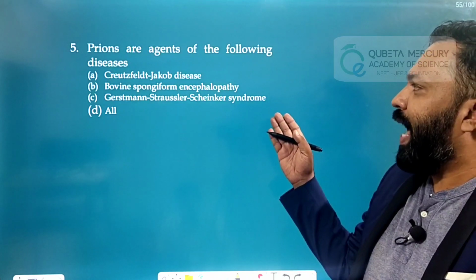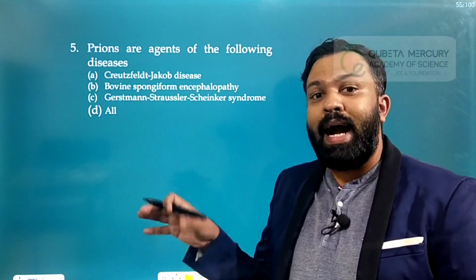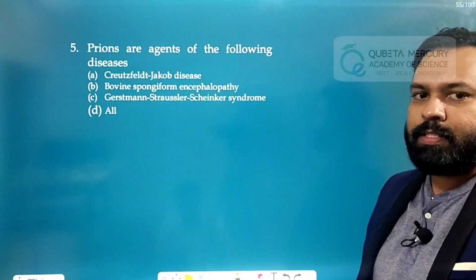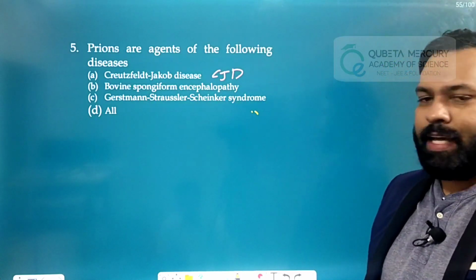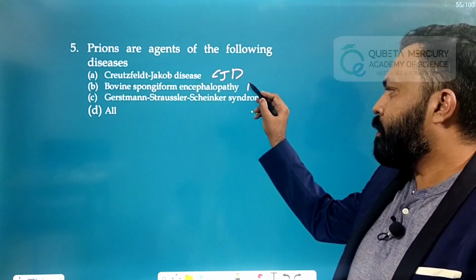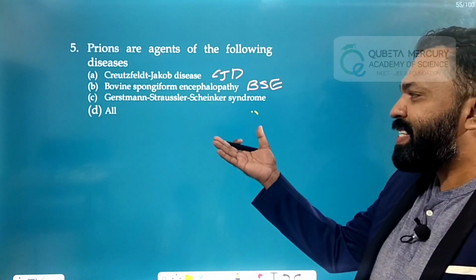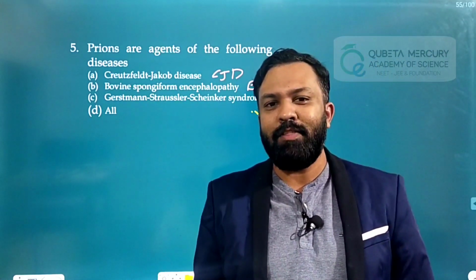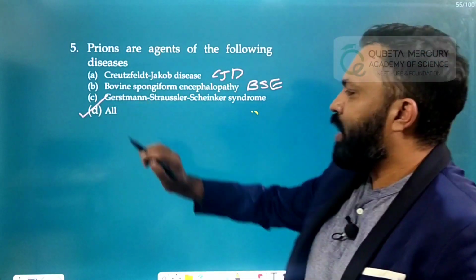Prions. Prions are agents of the following diseases. The topic comes under the chapter Biological Classification, and it's a newly added category under this chapter. Option A, Creutzfeldt-Jakob disease, usually said to be CJD. Option B, bovine spongiform encephalopathy, the usual term is BSE. Option C, Gerstmann-Sträussler-Scheinker syndrome. And option D, all of these. Yes, you may assess yourself and try to get the best and true answer. All of these is the right answer.